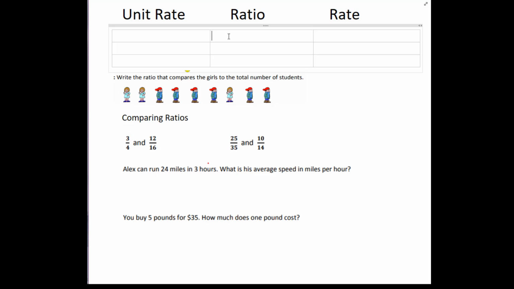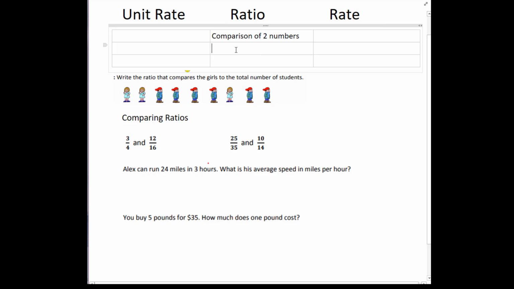Rates, ratios, and unit rates last week. So rates and ratios are very important, and let's get started here. Ratios. A ratio is a comparison of two numbers. So when we want to find out the ratio of two numbers, we do this.